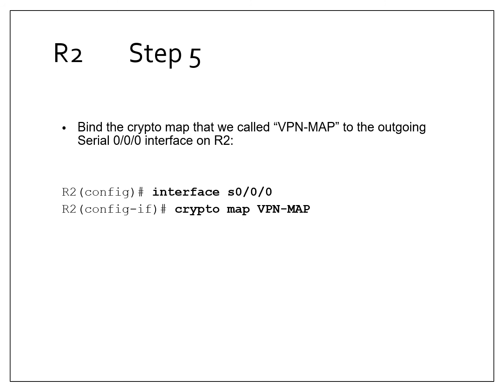And step 5, again, we bind the crypto map that we called VPN-map to the outgoing serial 0/0/0 interface on router 2.